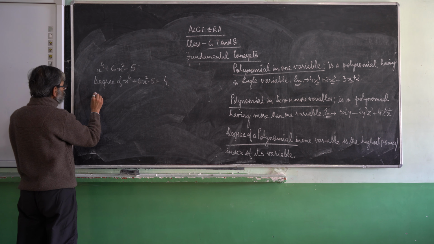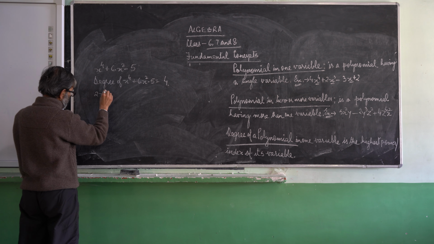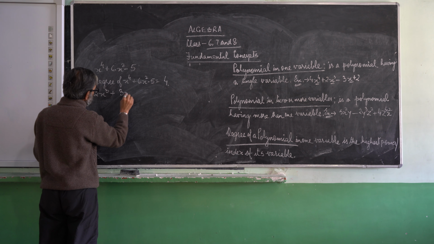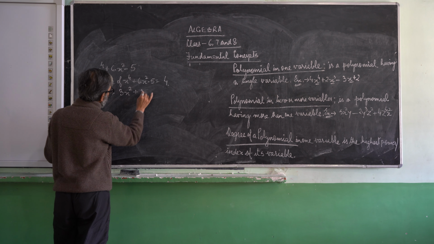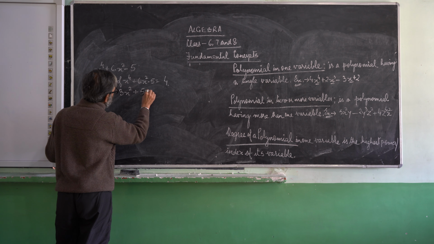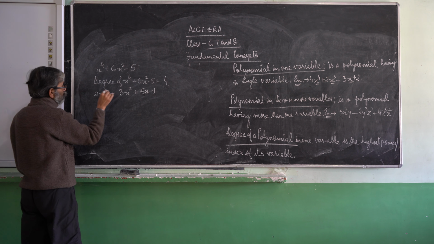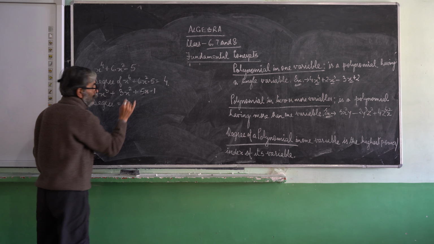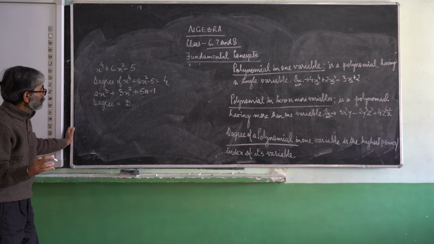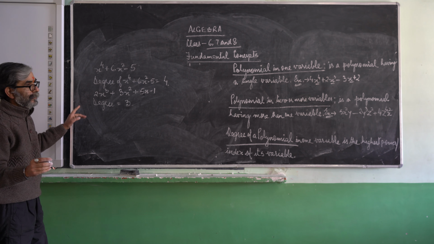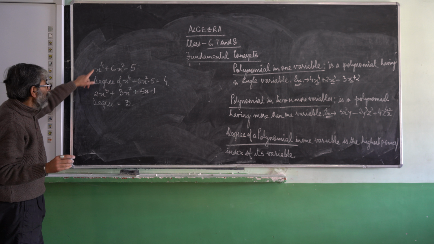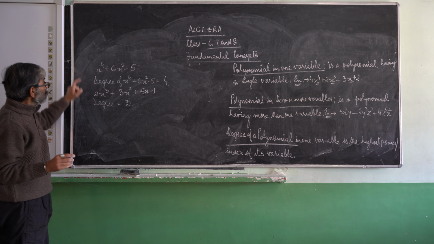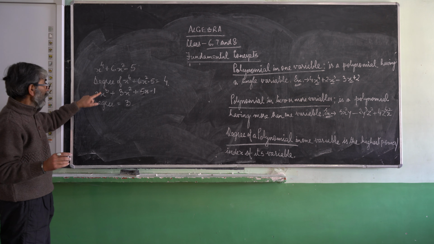Another example I take: 2x cube plus 3x square plus 5x minus 1. The degree of this polynomial is 3. Now, you must pay attention to how the powers are here. It's not x4, it's x to the power of 4 or x raised to the power of 4. 2x to the power of 3 or x to the power of 3.